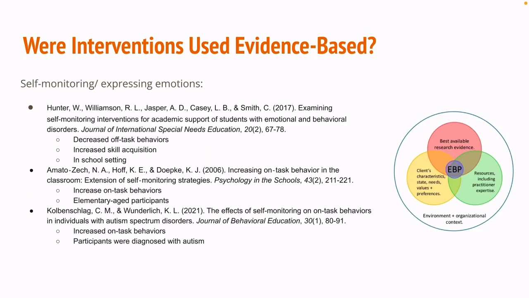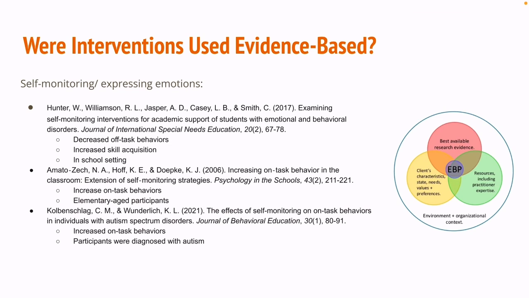Now let's talk about if the interventions were evidence-based. First, I want to discuss self-monitoring and expressing emotions because in reality, I wasn't really sure if that was evidence-based. I did some research of my own and the results were kind of cool. I know that for it to be evidence-based, it not only has to have evidence that it has positive outcomes, but it also needs to be somewhat related to your individual and their circumstances. For example, what are their demographics? What setting are they going to be learning this skill in?